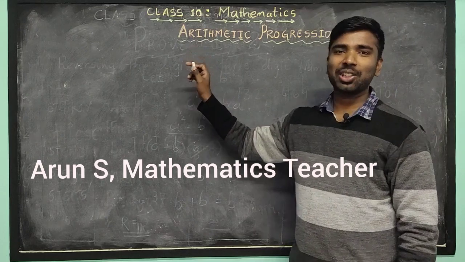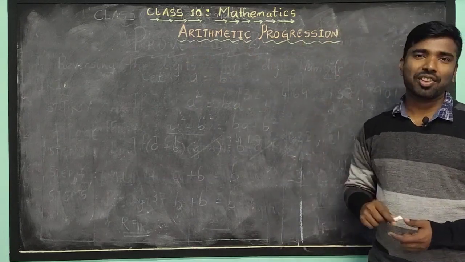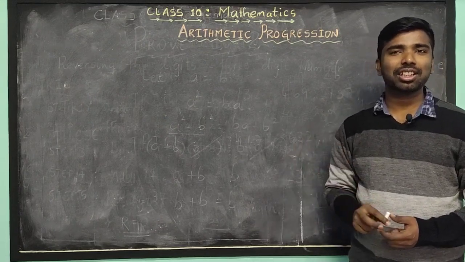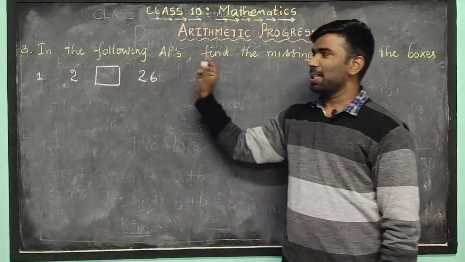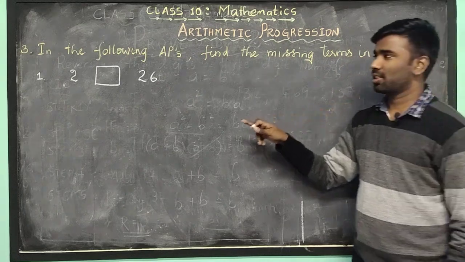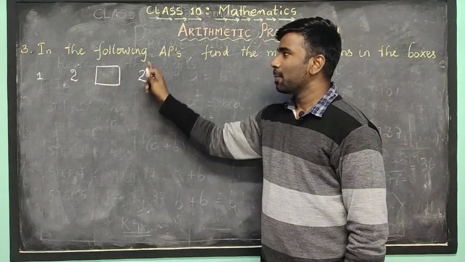We are discussing the unit arithmetic progression. Last class we solved a few exercise questions. Today we will continue with the exercise. In the following APs, find the missing term in the boxes. We should find out the missing boxes.